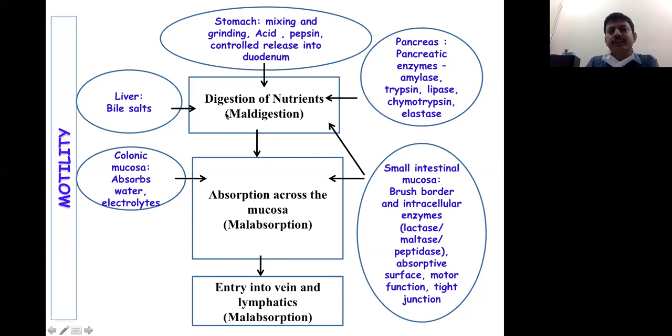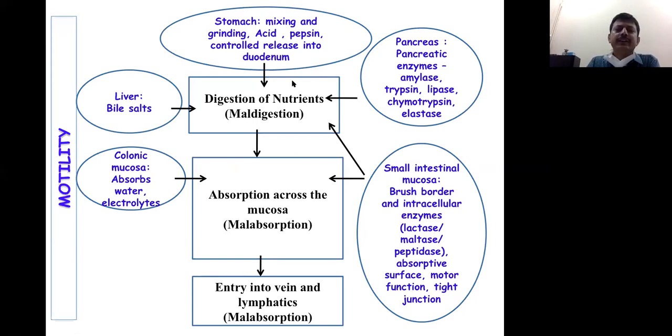So again, just to summarize, the process of digestion and absorption is complex, requires inputs from various structures, the most important being the small intestine, but also the stomach, pancreas, and liver. And after digestion, food is absorbed, it enters into the venous and lymphatic system. And you also need to have good motility for the digestion to proceed smoothly. So because so many factors are contributing to the process of digestion and absorption, it's not surprising that the number of conditions which cause malabsorption is quite big.